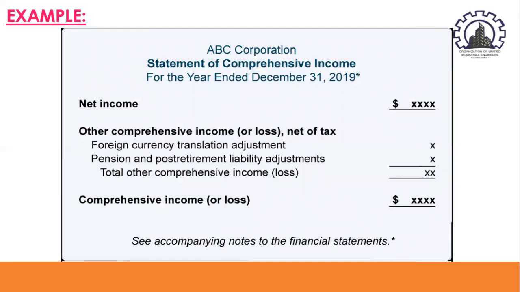Again, in generating a statement of comprehensive income, the first thing that we need to do is to write down the name of the company. So as you can see, the one that appears first is the name of the company. In this case, ABC Corporation is the name of our company. And secondly, we should write down the name of the statement. In this case, the name of our statement is Statement of Comprehensive Income. And finally, that would be the period. In this case, we have for the year ended December 31st, 2019.